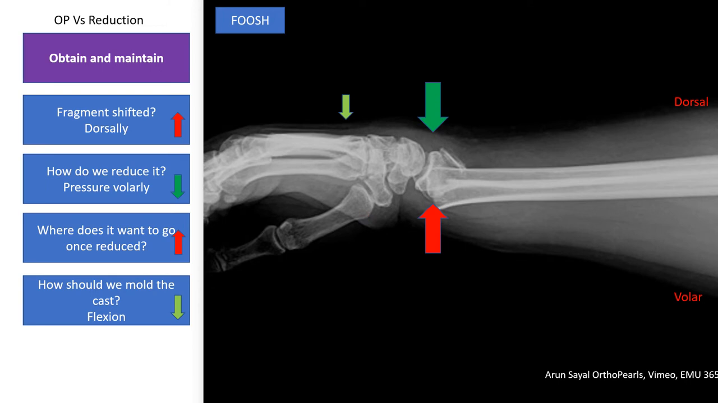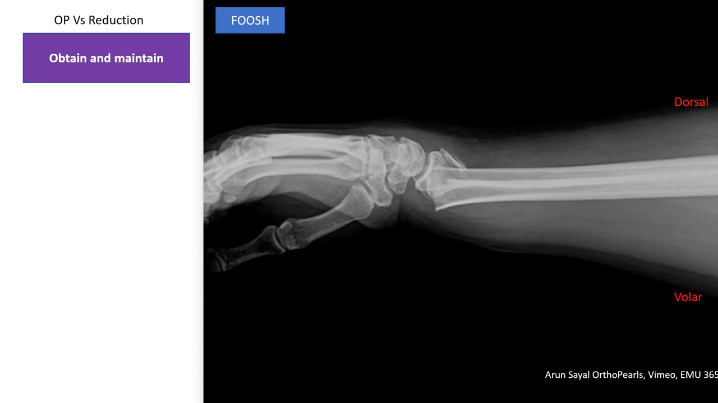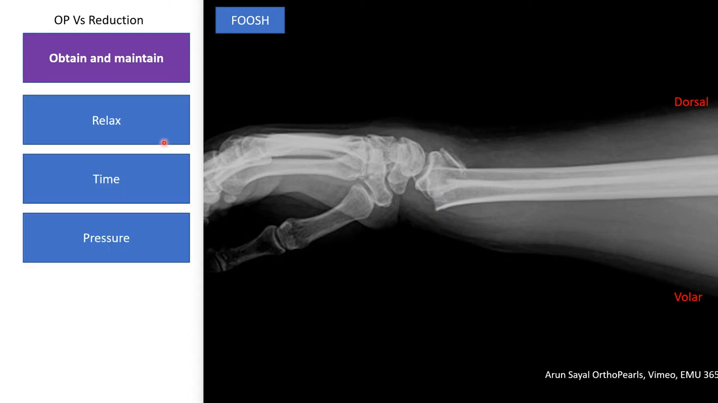But that's how he thinks about it and uses it. Please use the local protocol that you are used to, and your cast nurses are usually excellent at this. Okay. Then it comes to the reduction part. Then we think about relaxed, time, and pressure. So make the patient relaxed, and then we have to use the time here, and then pressure.